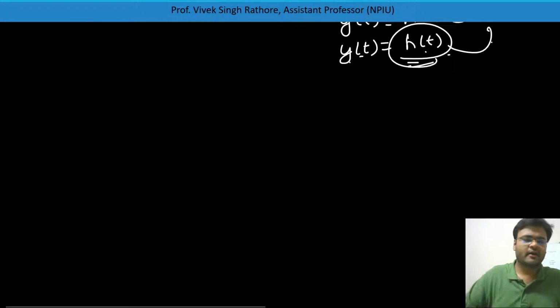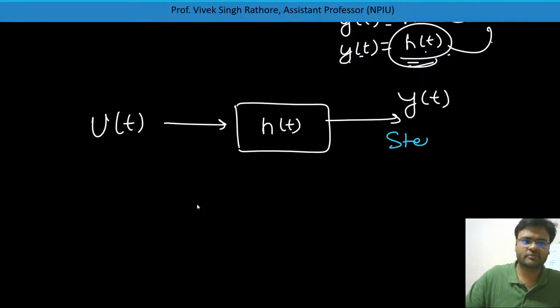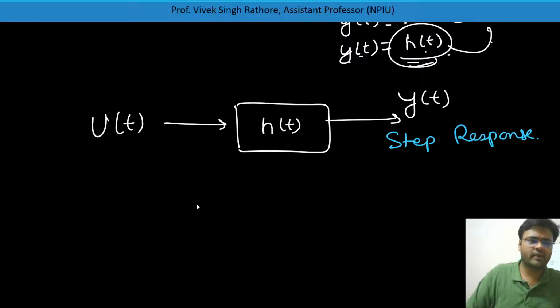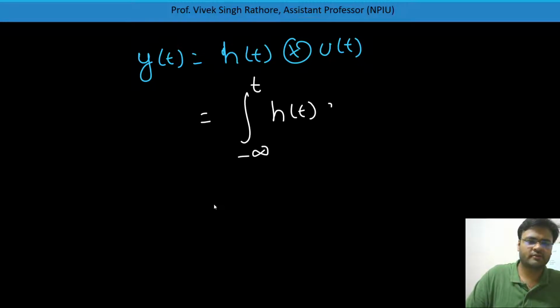Whenever you give input as u of t to a system h of t and take y of t as output, this output is called the step response, because step input has been given. What will be the step response? y of t will be equal to h of t convolved with u of t. You know that any signal when convolved with u of t becomes the integral from minus infinity to t of h of t dt. This you know.